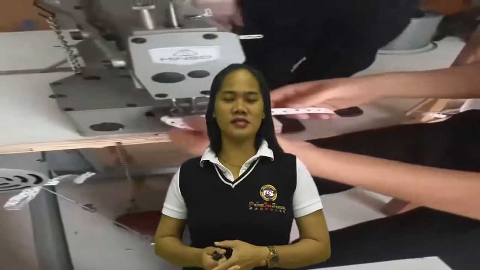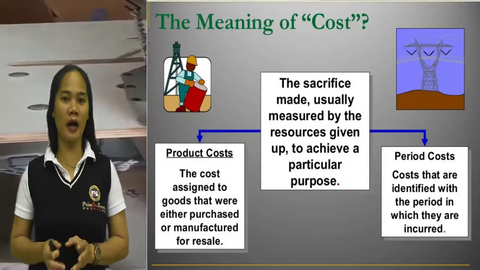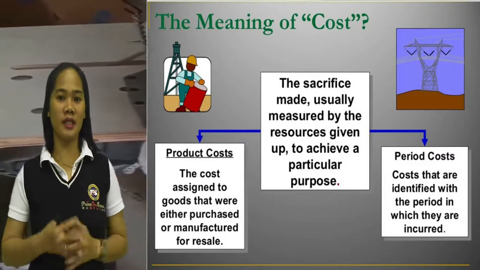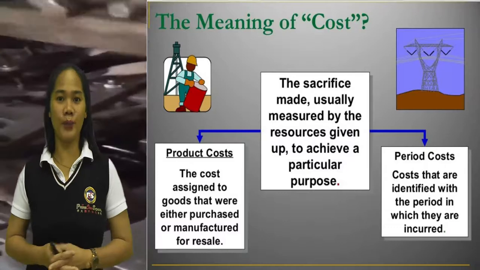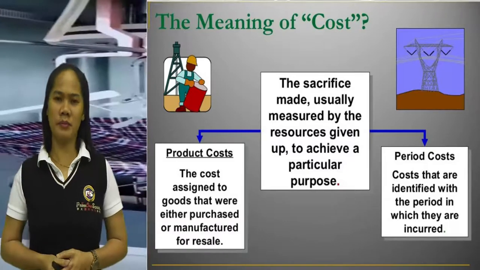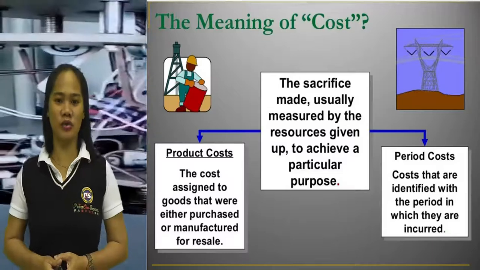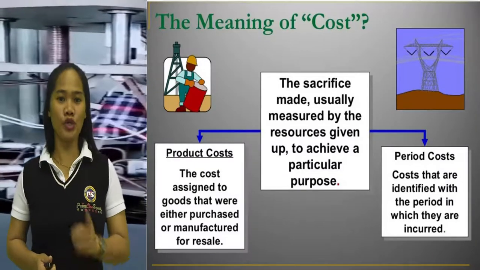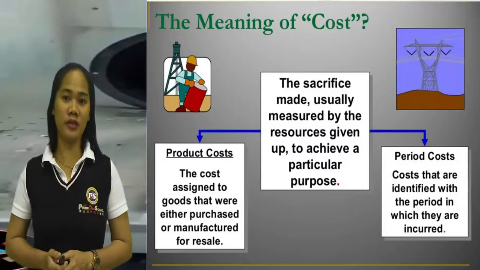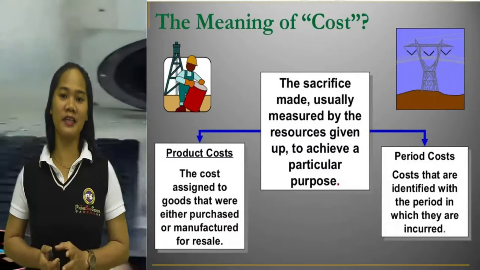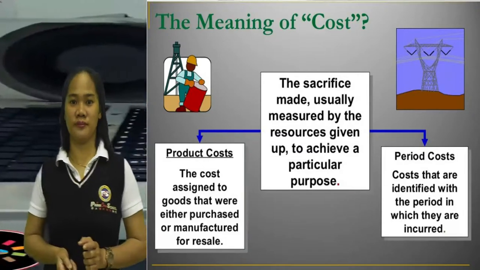It says that cost is the sacrifice made, usually measured by the resources given up to achieve a particular purpose, in our product cost and also in our periodic cost. What does it mean by product cost? Product cost is the cost assigned to goods that were either purchased or manufactured for resale, while the period cost is the cost identified with the period in which it is incurred.